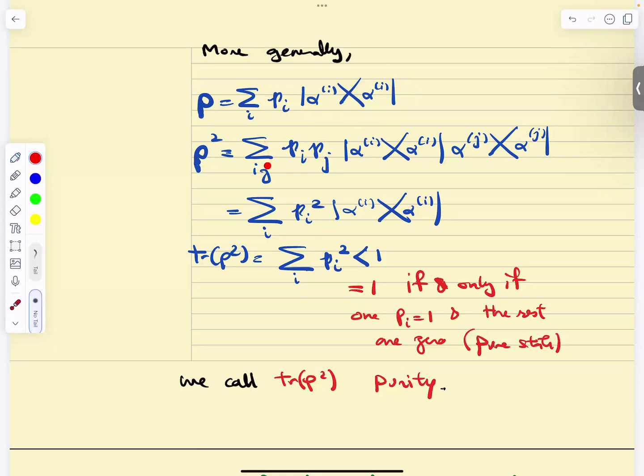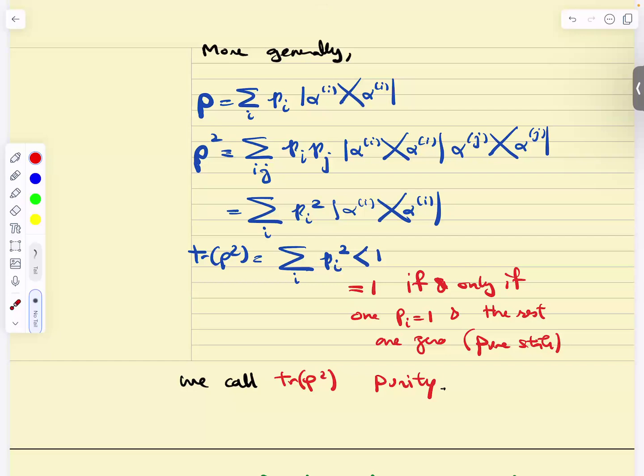Then this is the sum over i, j of p_i p_j alpha_i alpha_j. What is this? It's delta_ij. So you get rid of one of the sums, and you end up with the sum over i of p_i squared alpha_i. The trace of rho squared of that is the sum over i of p_i squared. That's less than 1, I just did that on the board. It's also equal to 1 if and only if one of the probabilities is 1 and the other ones are 0.